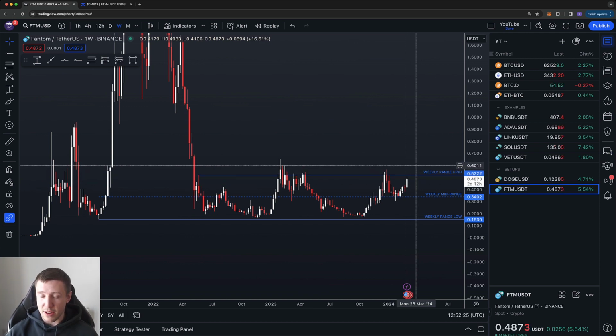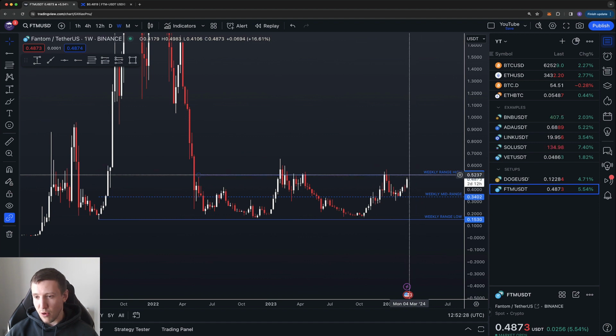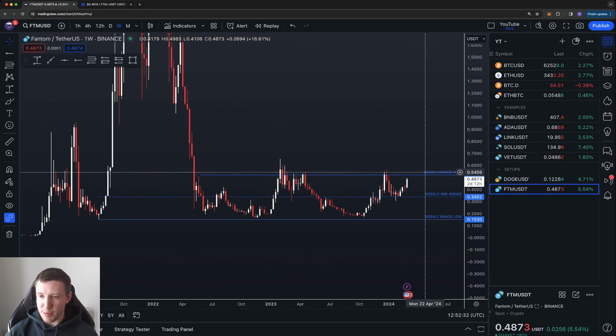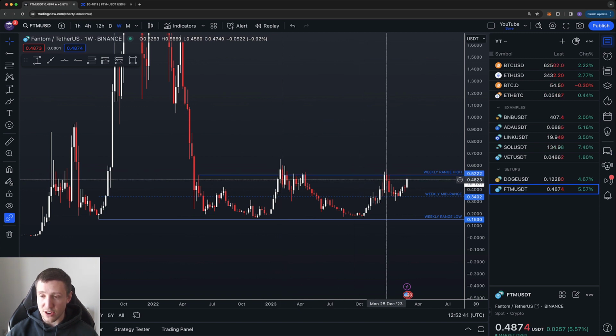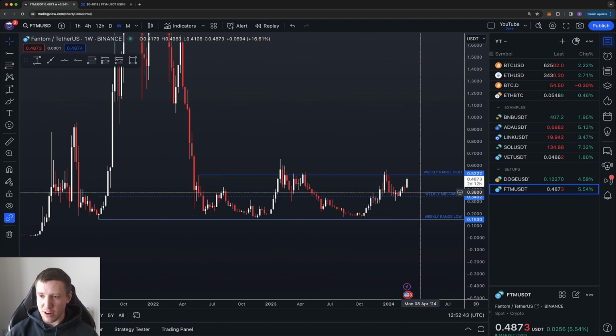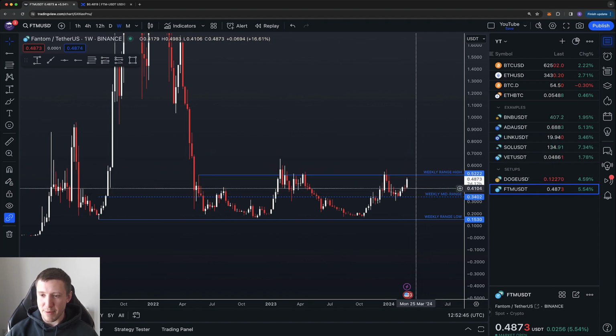And it's same with DOGE. Jump in 50% or 100% if it's close enough to those weekly range highs, and then another 50% on a potential retest of support. Again, you can see we've already had that deviation of the range highs back in January and February of last year. So I think a weekly candle close above 52 cents and FTM is off to the races.